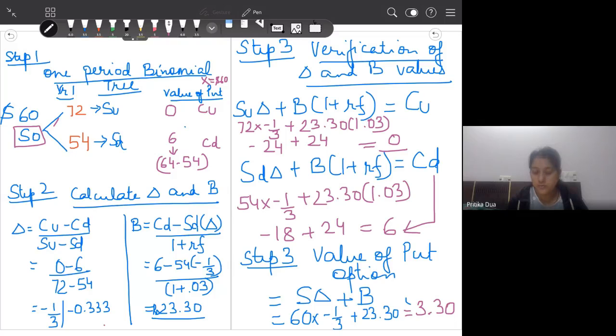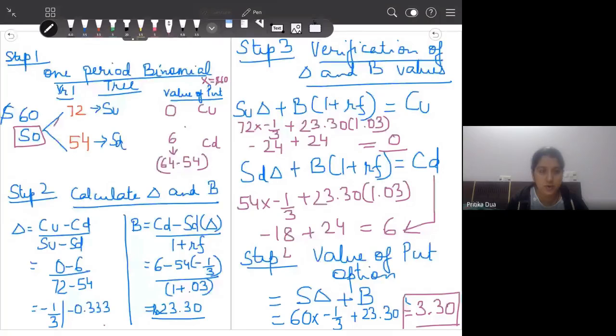Okay, so what we can do is we can practice one more question. This was case of a put option. Last one will be step 4. Okay, thank you. So this was case of a put option. Now we can move to one question on call option. The concept will be more clear. So let's take up one more question.